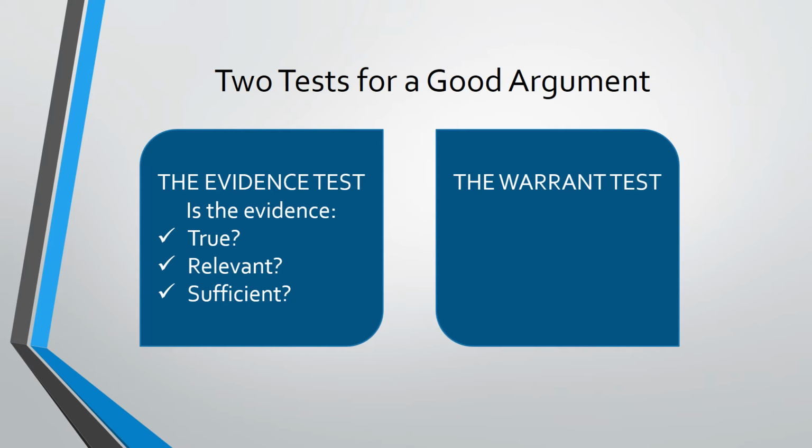In order for an argument to pass the evidence test, it must meet all three of these criteria. It must be true, it must be relevant, and it must be sufficient. If the evidence fails on any one, then we can stop right there. The argument as it stands is not a good argument.